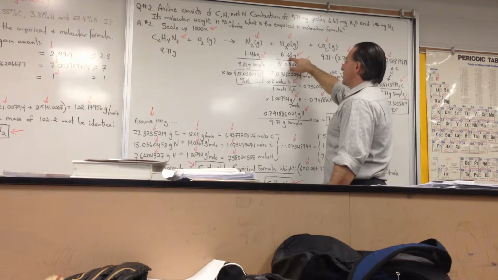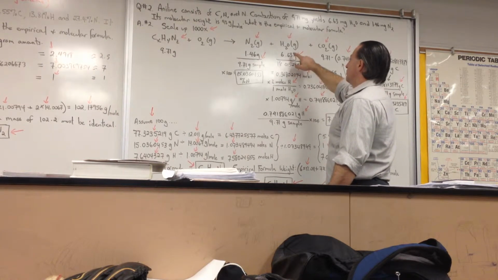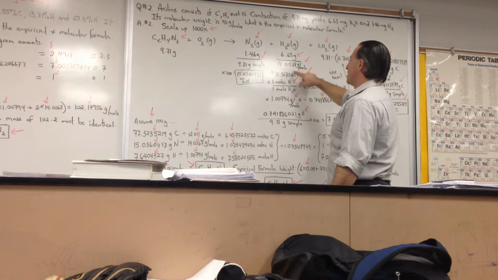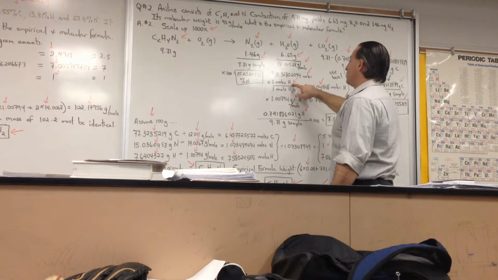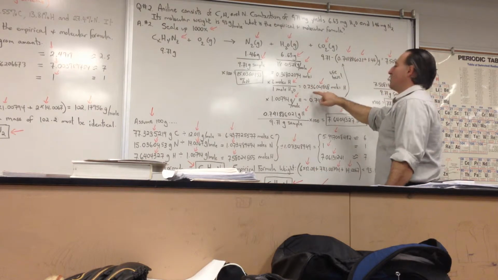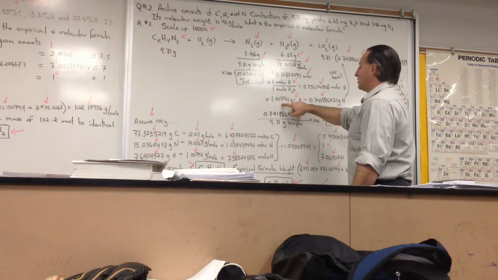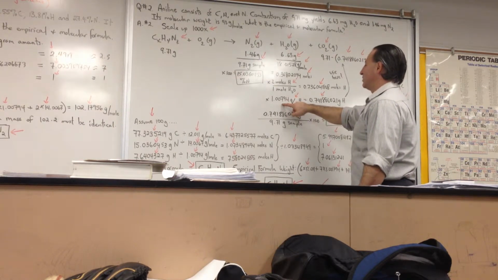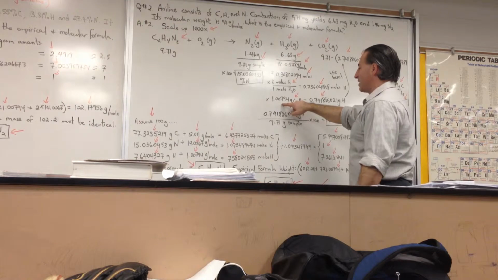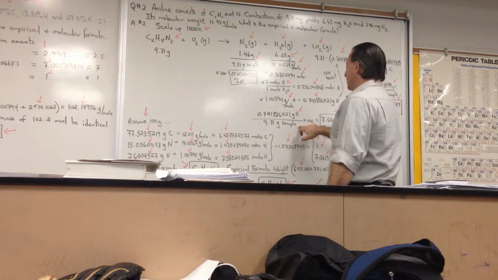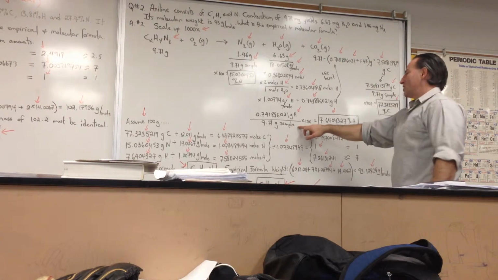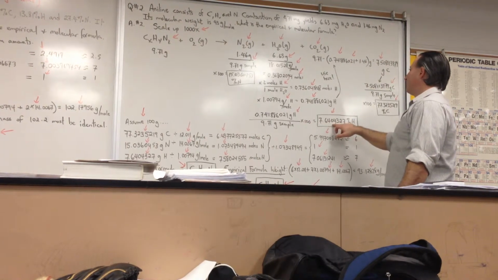So we had 6.63 grams of water being formed. We divide by the molar mass of water to find how many moles of water, and then we multiply by 2 to find out the moles of hydrogen. Then we multiply by the molar mass of hydrogen to find out the grams of hydrogen, and then we find the percent of hydrogen in the sample, it's 7.64.